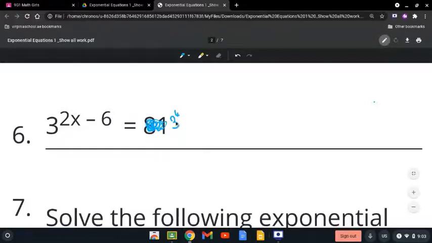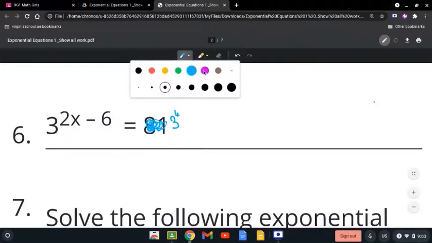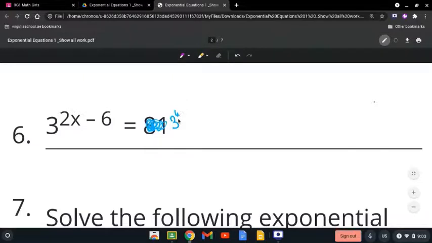3, because we multiplied 3 by itself, and number 4 because we multiplied 3 by itself 4 times to get 81. So now we can actually solve it like we used to. So 3 to the power of 2x minus 6 and 3 to the power of 4. So we're just going to write 4 equals, and then 2x minus 6. So we want to leave x alone.